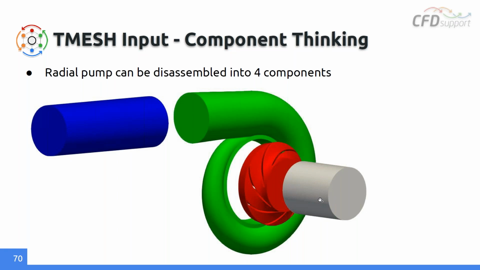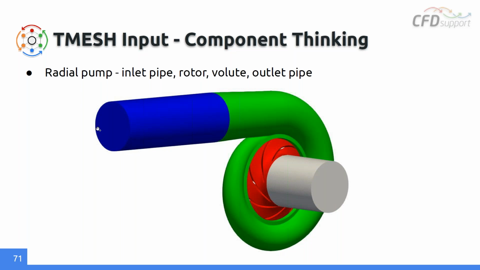So the inlet pipe is not rotating, right? So we define it as one component. Then we have the rotor part, so we define it as the second component. And the third part we have the volute, and for example the fourth part we can have the outlet tube. So this should be somehow splitting of the input geometry.